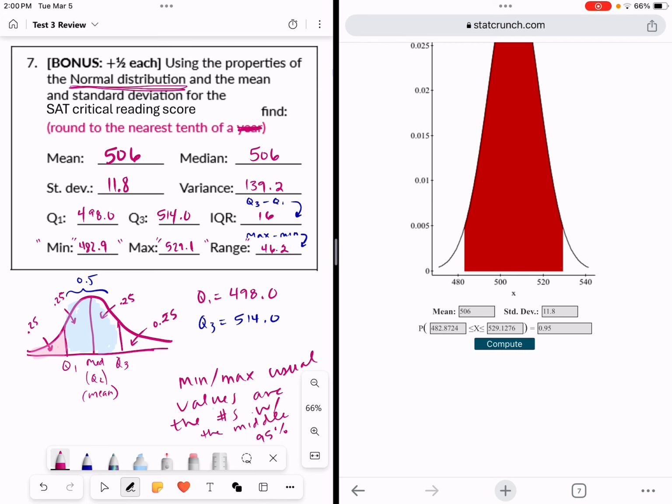So that is how you can complete that bonus problem. You'll be given these two, and then the rest you can calculate either just knowing that they're the same, knowing that you're going to square the standard deviation, or you're going to use the normal calculator to get these so that you can then use the formulas to get these last two.